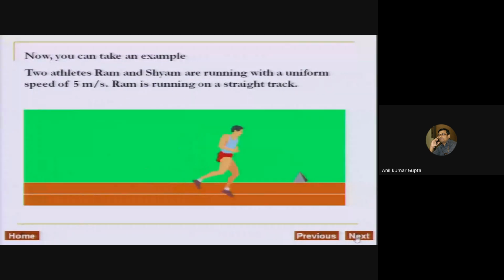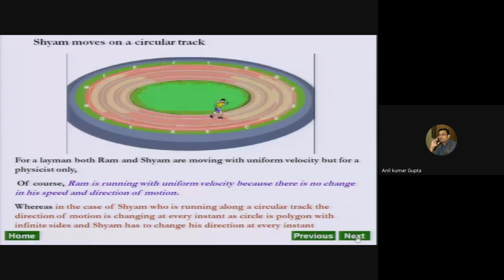Next, now you can take an example. Two athletes, Ram and Sham, are running with a uniform speed of 5 meters per second. Ram is running on a straight track. Now this animation is here. Sham moves on a circular track.